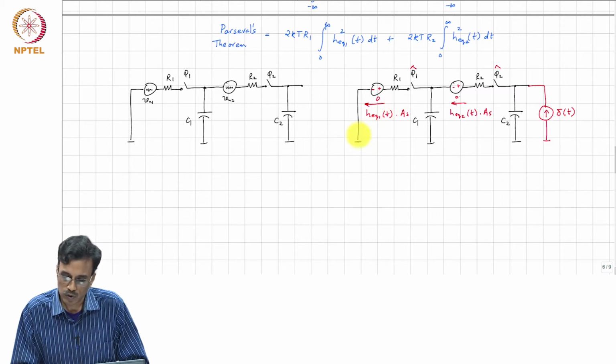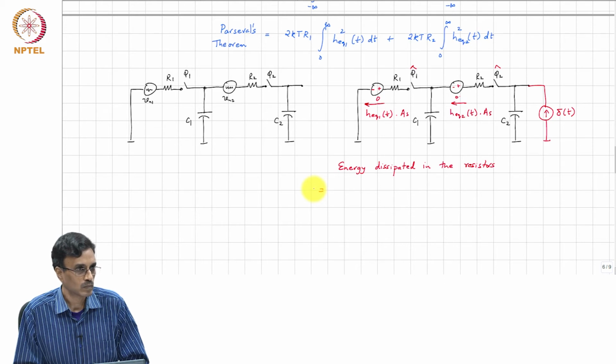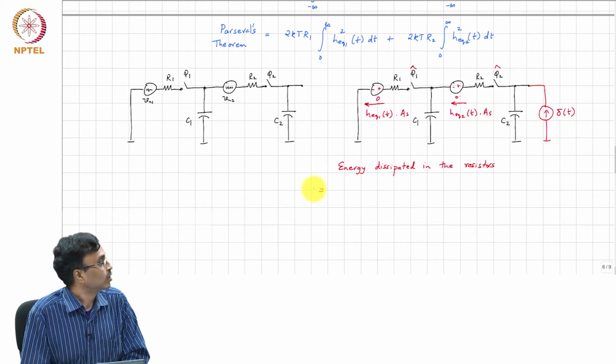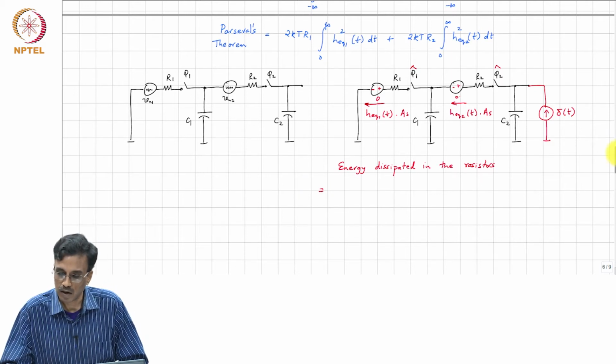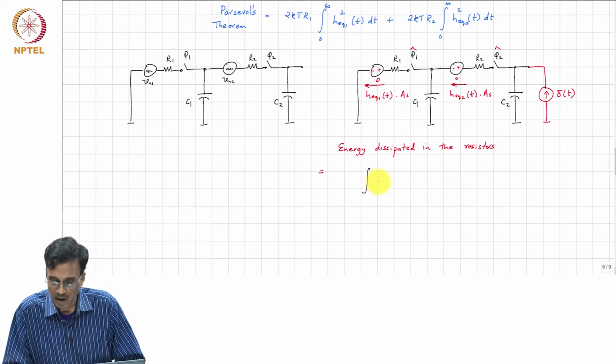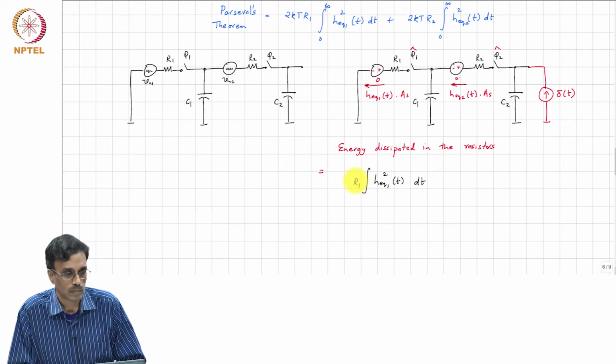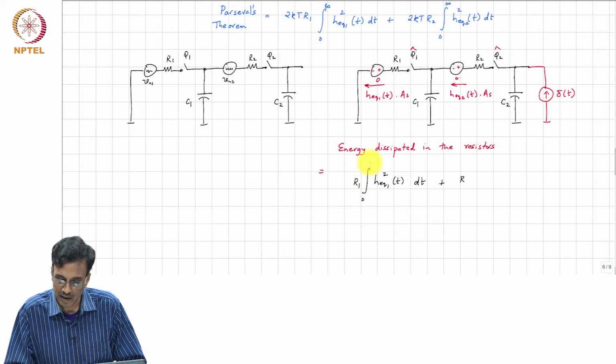Now, what comment can you make about the energy dissipated in the resistors? Voltage across the CT initial is 1 by CT. No, that is okay, but in terms of the currents flowing through them, what comment can we make about the energy being dissipated in the resistors? Yeah, it is simply integral h equivalent 1 squared t dt times R1, all right, plus R2. This integral has to go from 0 to infinity.